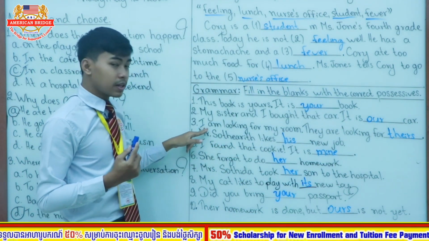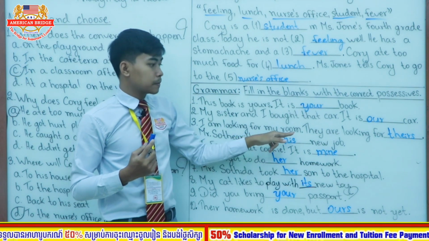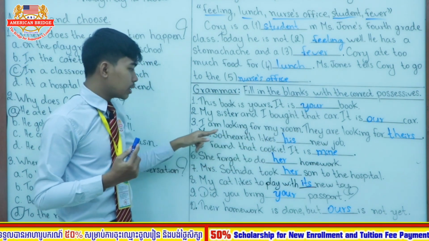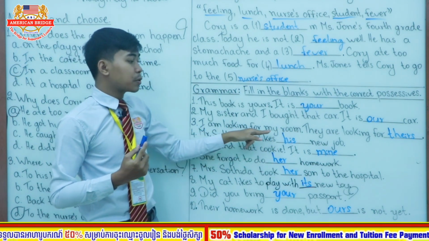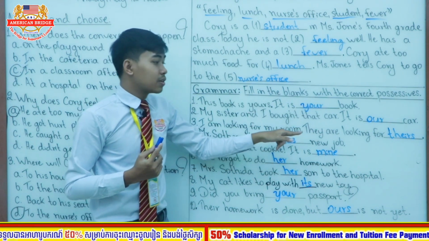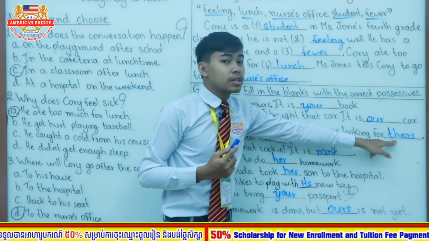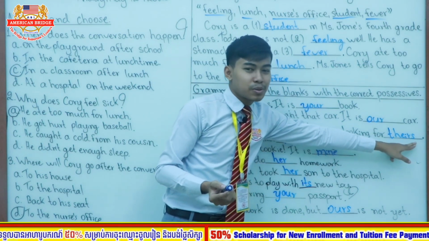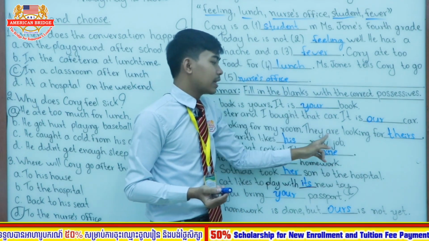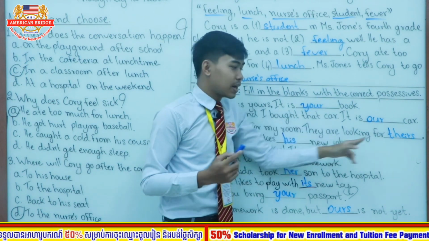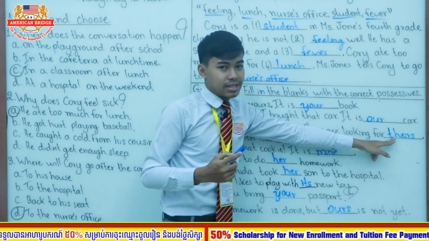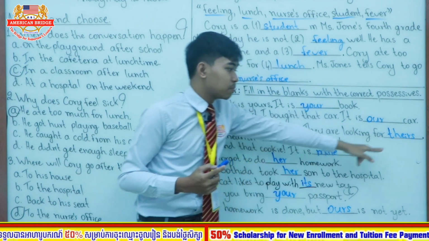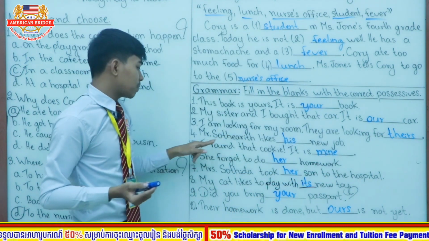Let's go to number 3. Can you read number 3? Brilliant. I am looking for my room. They are looking for theirs. The reason that we use the possessive pronoun here is because what? There is no noun after it. So you cannot use a possessive adjective. You cannot say "they are looking for their". You have to say they are looking for theirs because there is no noun after it. Look for means find.